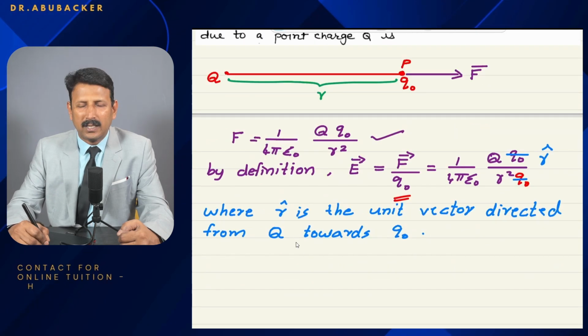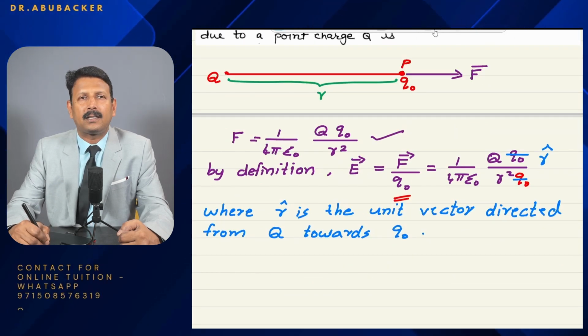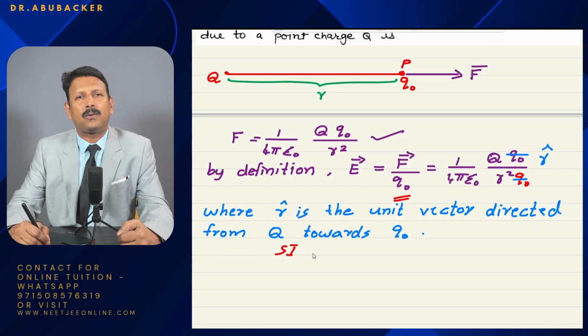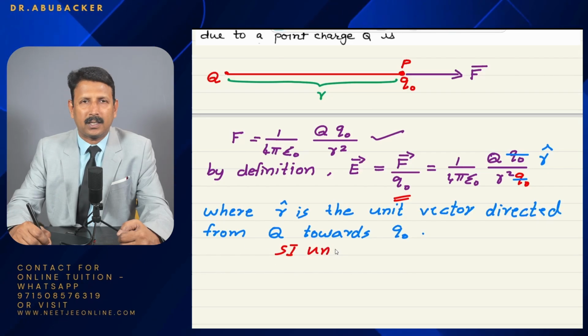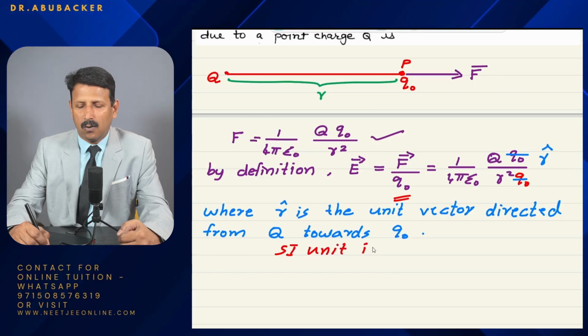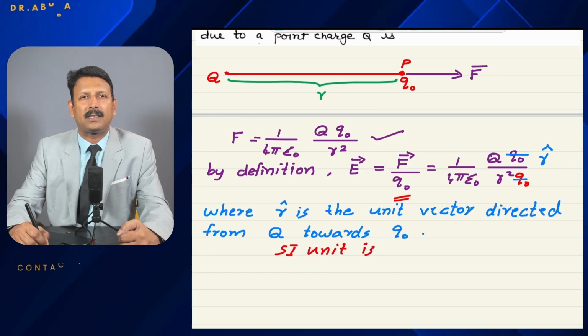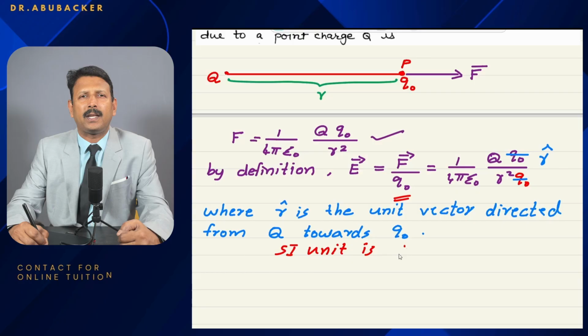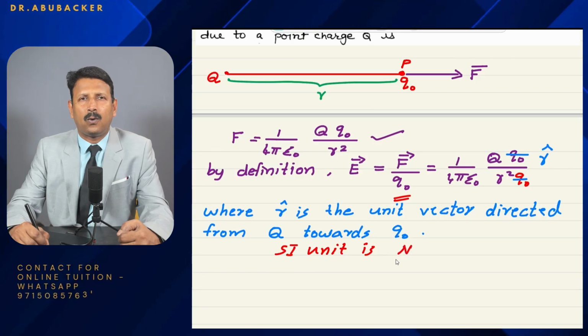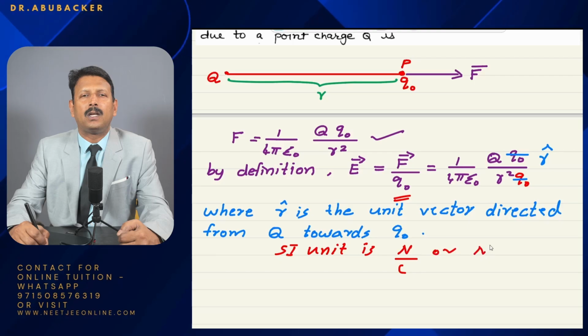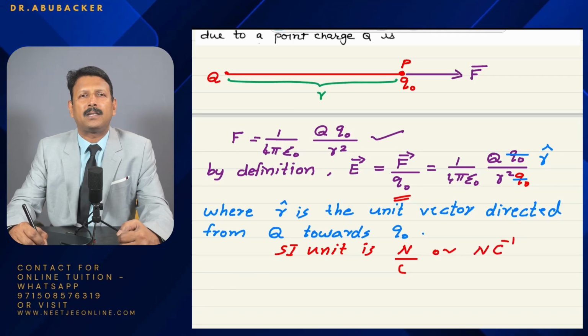Now we are going to see the next part in the syllabus. Second part we want to write. Before that we have to write the SI unit. The SI unit of the electric field, look into the equation, you can write very easily. Numerator force, that is Newton. Denominator charge, that is Coulomb. So we can write N by C or N C raised to minus 1.